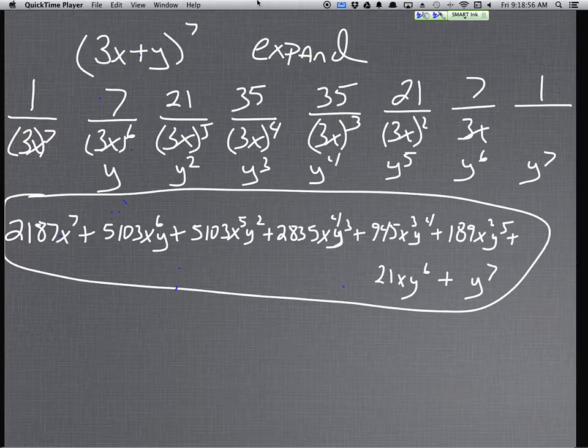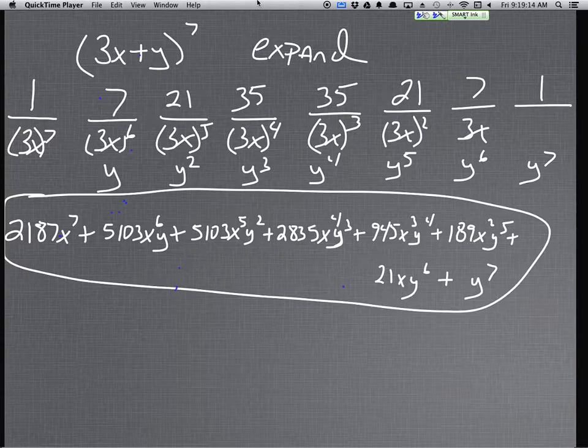Once I have that, I went to the first one and did all those, then the second one and did all those. Then it's just a matter of multiplying everything and putting it in order. So that's expanding a binomial using the binomial theorem without having to use Pascal.